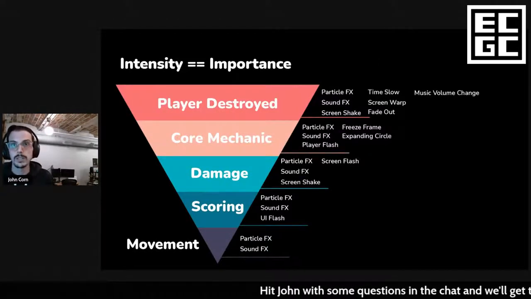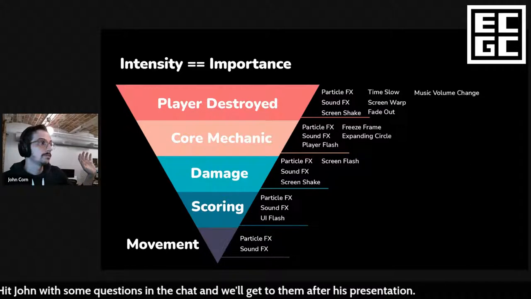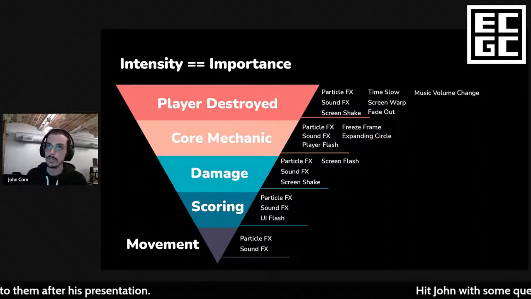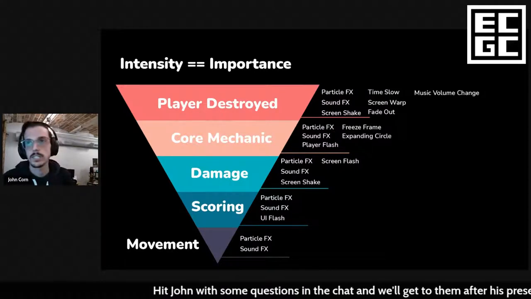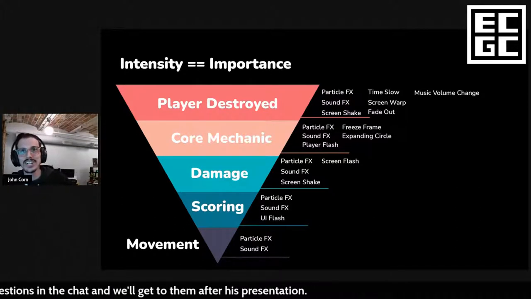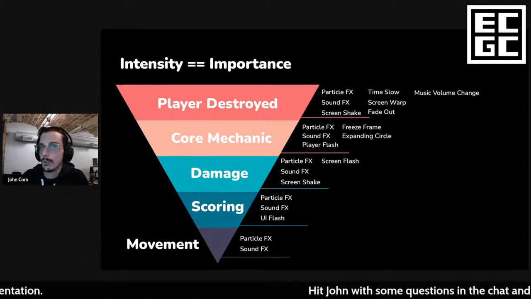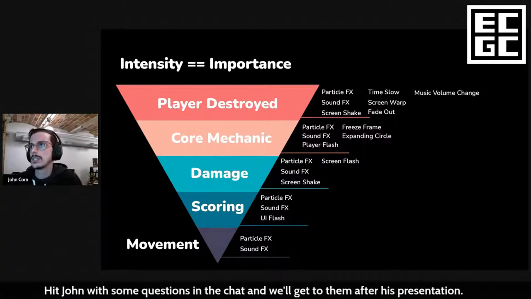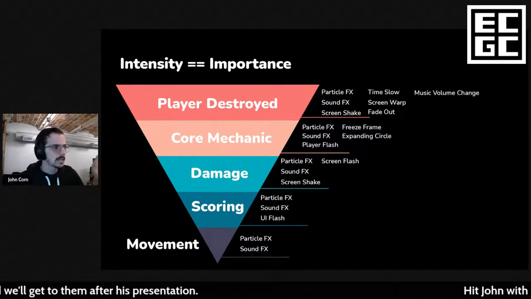But the first rule I think should be applied to everything is this: the intensity of the feedback, or the juice, should be equal to the importance of the action that is being juiced, right? So this is my upside down pyramid. I don't know if that shape has a specific name. So we want to scale these things in different ways, right? Because if every single action in your game is important, then they're all equally unimportant as well, right? The order of this list is totally subjective and different for every game. This is just how I would do it. But use this kind of idea for your game, right?